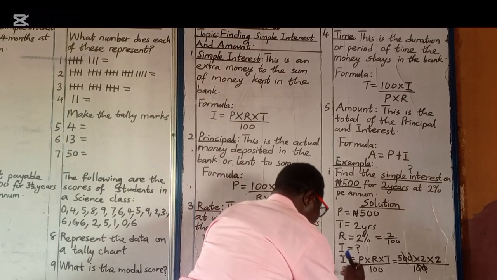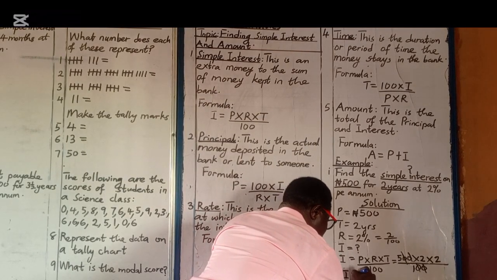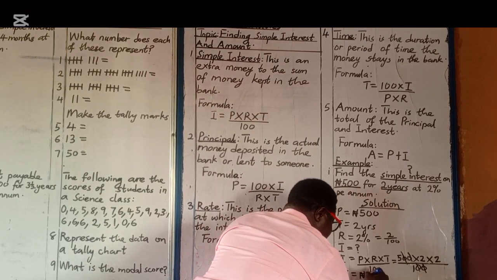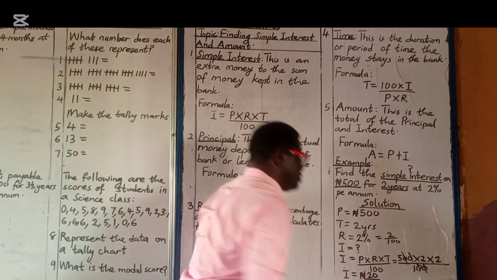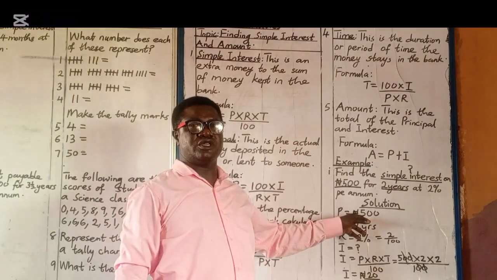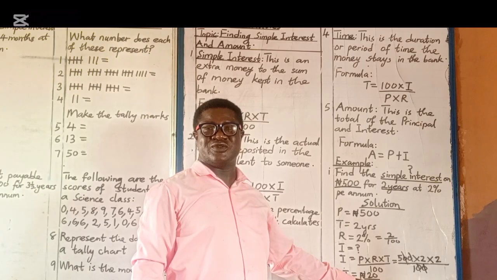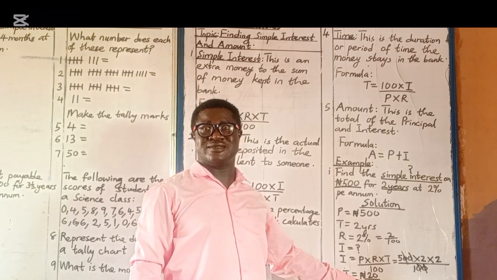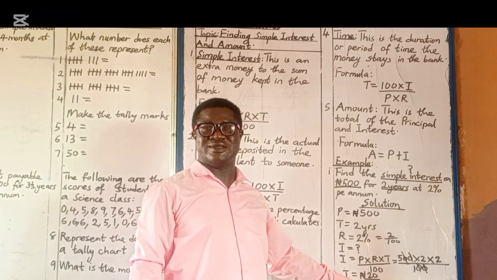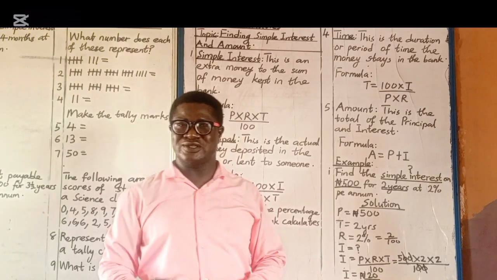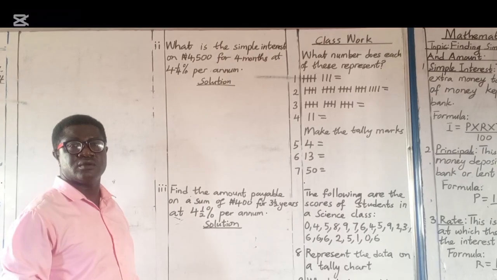So your interest here is 20 naira. So this is your principal. This is your interest. So if you want to get the amount, how do you get it? Amount is principal plus interest. Very good. So let's go to the next question.